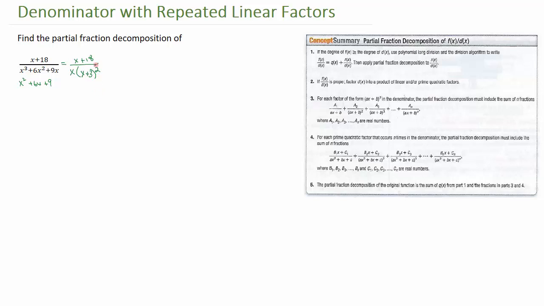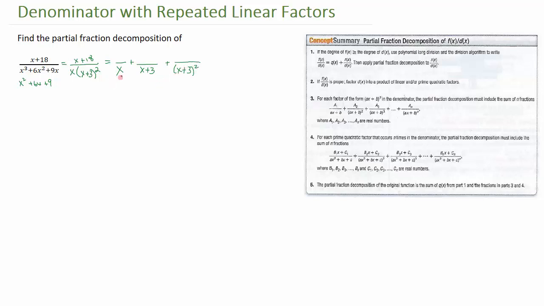What we have here is something called a repeated factor. X plus 3 is being used as a factor not once but twice. It is still a linear factor. So we have not two, but three rational expressions to think about. The first has a denominator of x. The second has a denominator of x plus 3. And the third has a denominator of x plus 3 all squared.